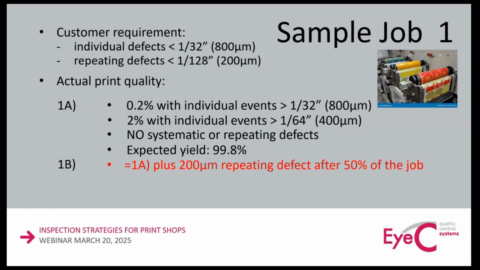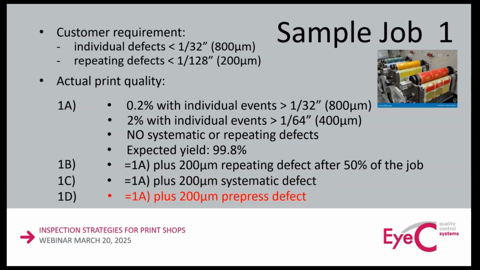Our sample 1B is the same as 1A, just we are throwing in a repeating defect after 50% of the job. At 1C, we replace the repeating defect with a systematic defect, present from the get-go. And in 1D, we kick it up to prepress.